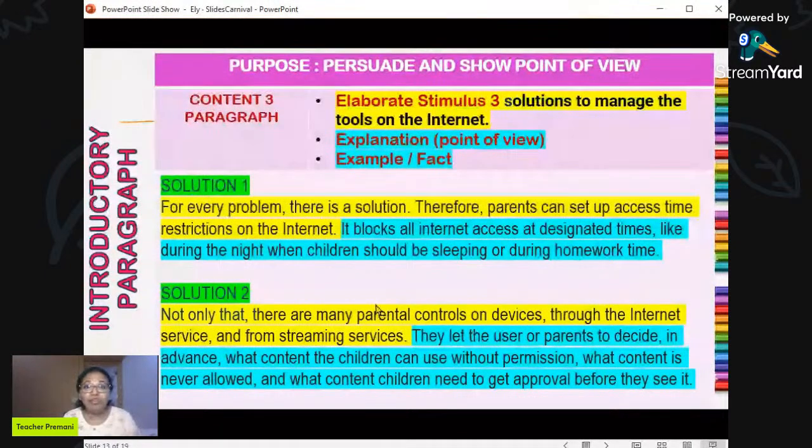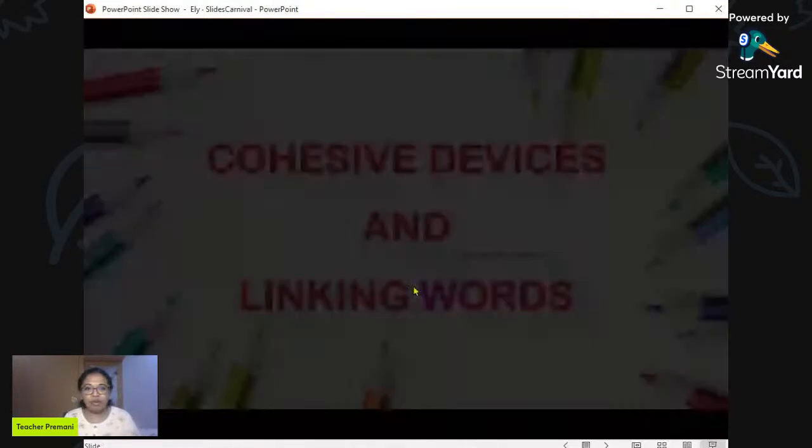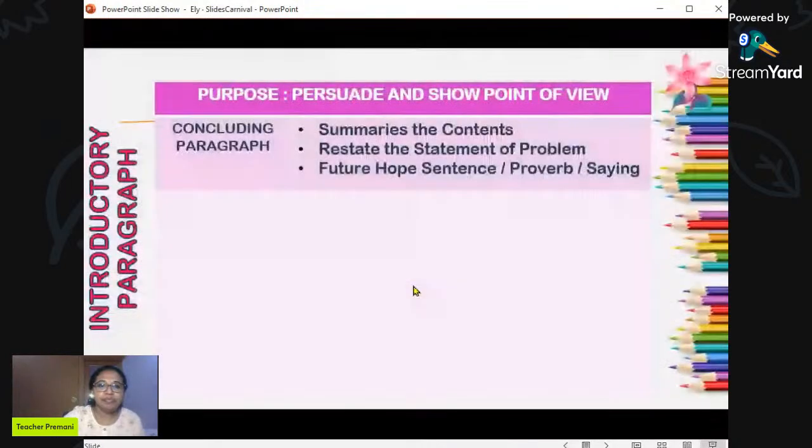So now I have homework for you. Okay, let's see what the homework is. Oh, I missed this part. This is my introductory paragraph. It's the concluding paragraph. Now your homework is, whoever joined this class, you can share it in the Telegram chat. You're going to write a summary of the content that I already gave here. And then you restate the problem.